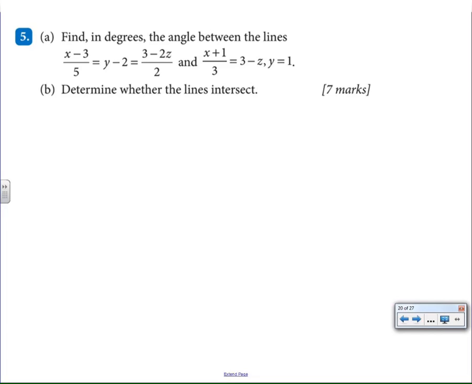Alright, determine whether the lines intersect. That's the second piece, and that's the main reason for this video, just to show you an elegant way to approach the process. But first, we need to work with these equations in vector form instead of Cartesian form.